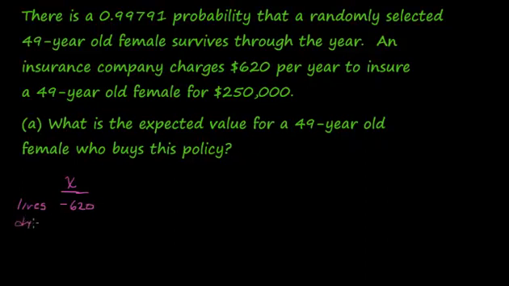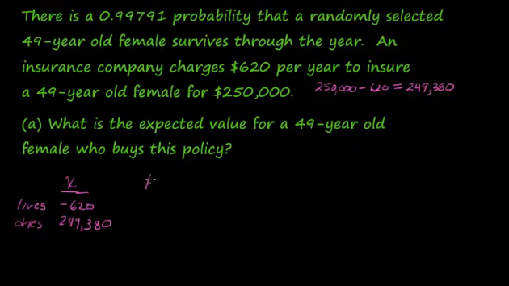If she dies, then the net gain to her beneficiaries is the $250,000 minus the $620. So let me make a note up here. We want $250,000 minus $620. That's already been paid, so that's $249,380.